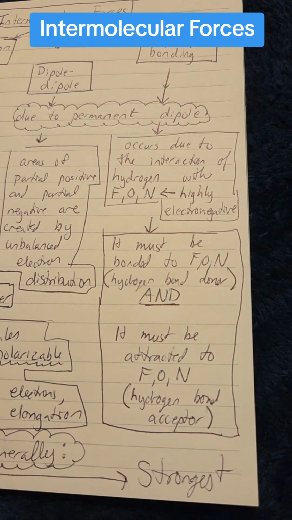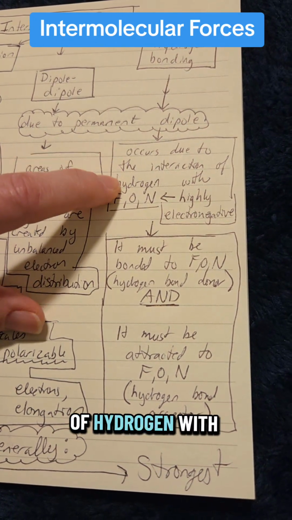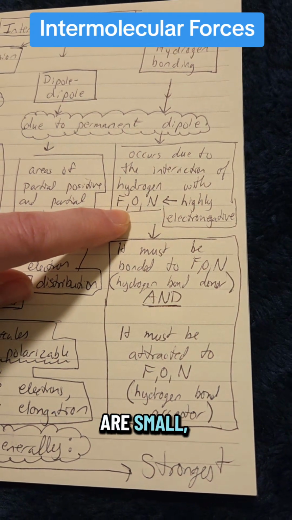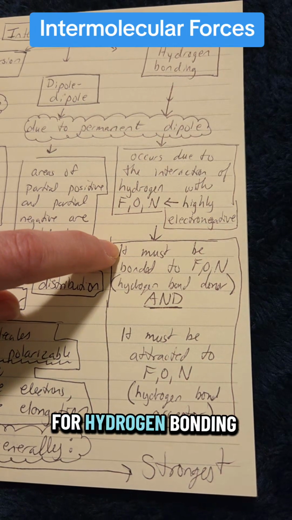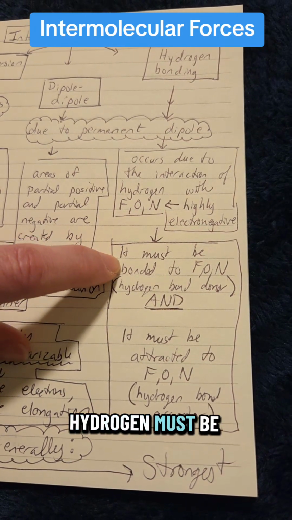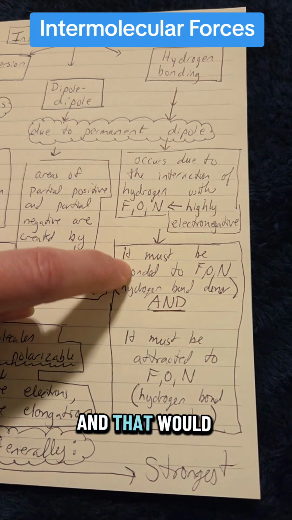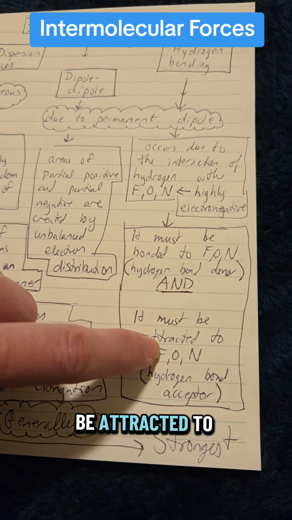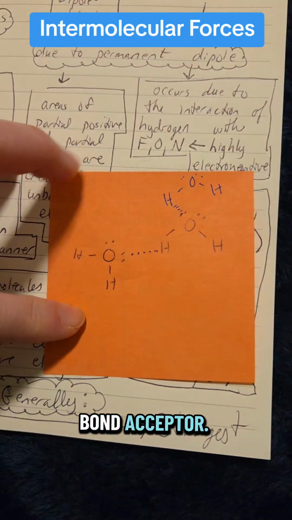Finally, we have hydrogen bonding. That occurs due to the interaction of hydrogen with F, O, or N. It's important to note that these are small, highly electronegative atoms. So in order for hydrogen bonding to occur, hydrogen must be bonded to F, O, or N, and that would be the hydrogen bond donor part, and hydrogen must be attracted to an F, O, or N, and that would be the hydrogen bond acceptor.